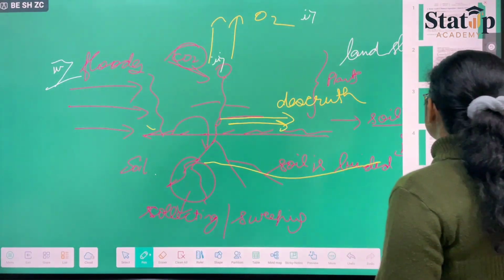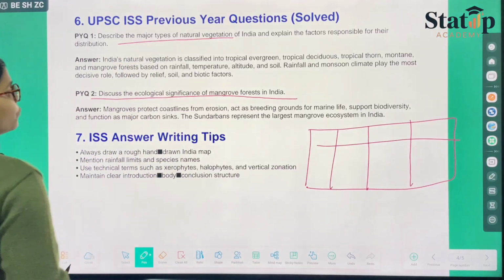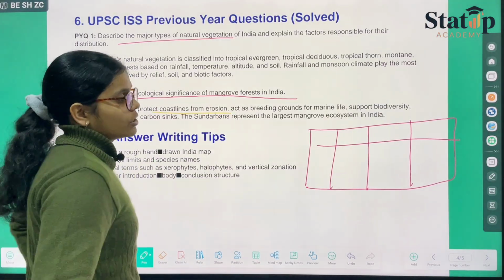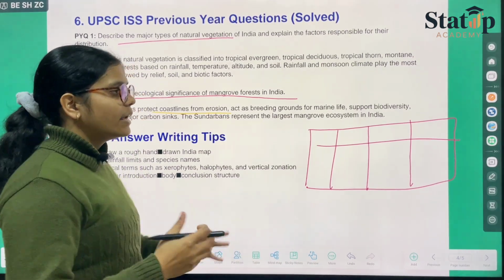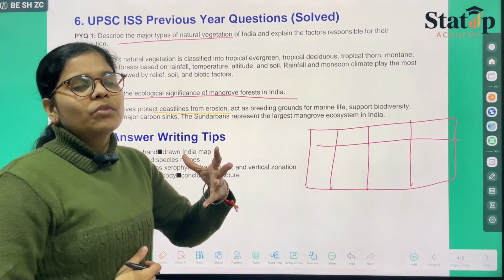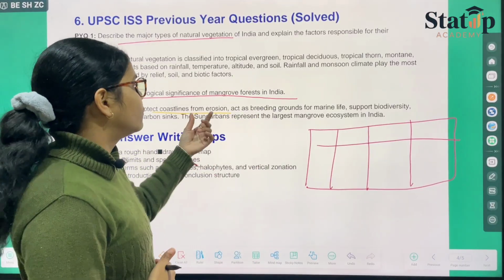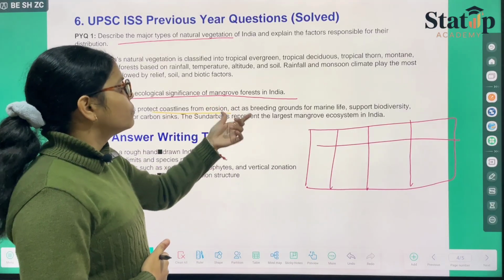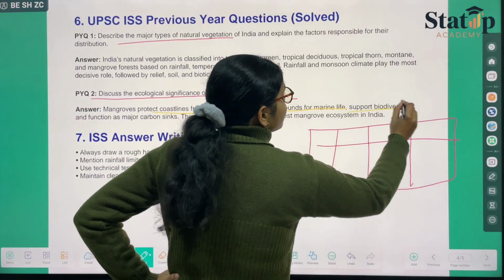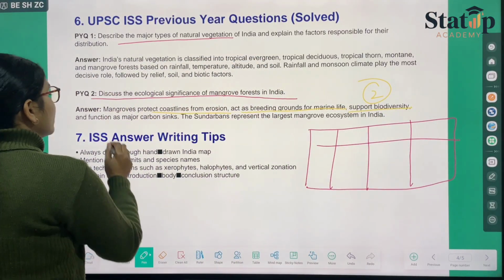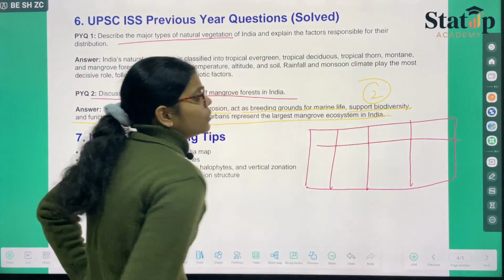So let's see what the answer says. The answer says that mangrove forests protect coastlines from erosion. As we all know, at the coastal areas there is a major tidal action, or we can say the flood possibility could be more. So therefore, it prevents erosion. Then they act as breeding grounds for marine life and support biodiversity. This you can mention as a major point as well. And as carbon sinks, the Sundarbans represent the largest mangrove forest area.